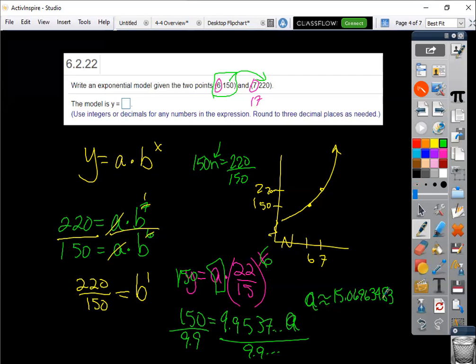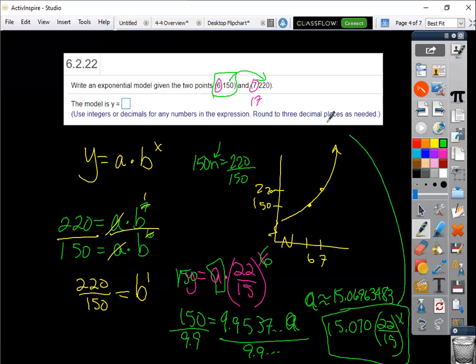It says use integers or decimals for any numbers in the expression, round to 3 decimal places. So I'll go 15.070, because that 9 would go up, that means that 6 goes up, so it'd be 70 here instead of 69. That's my a times my b, which was 22/15, to the power of x. That would be my final answer to put right in there.